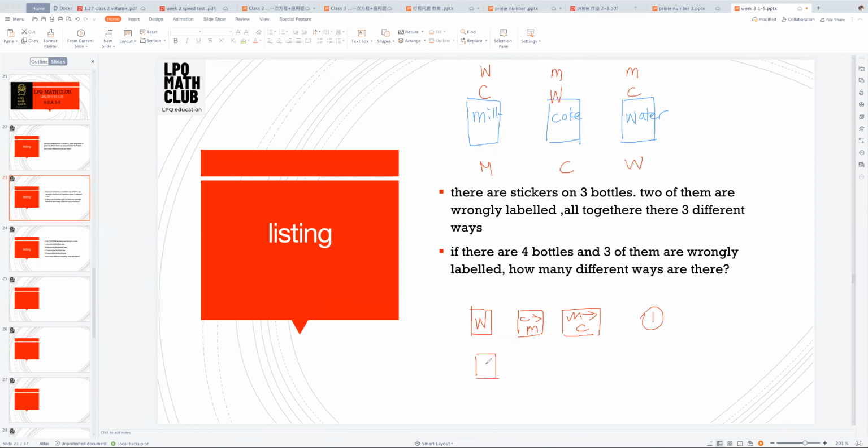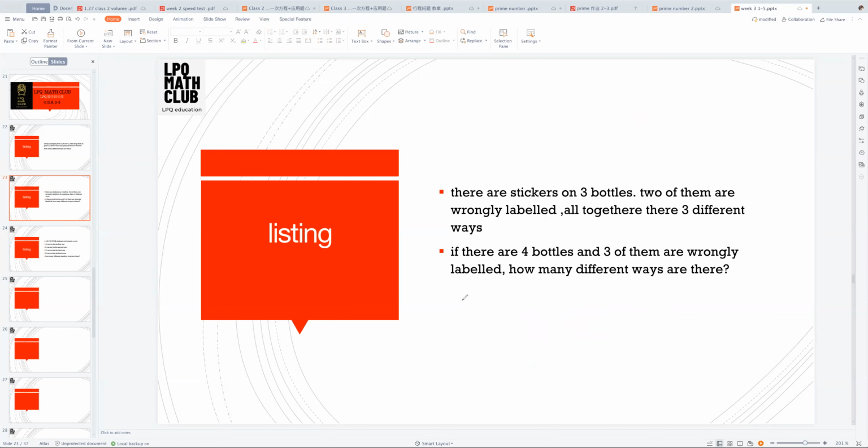And the other way is Coke is right, then milk is wrongly labeled as water, and water is wrongly labeled as milk. This is another way. Last but not least, milk is right, and Coke is wrongly labeled as water, and water is wrongly labeled as Coke. So there are altogether 3 of them.